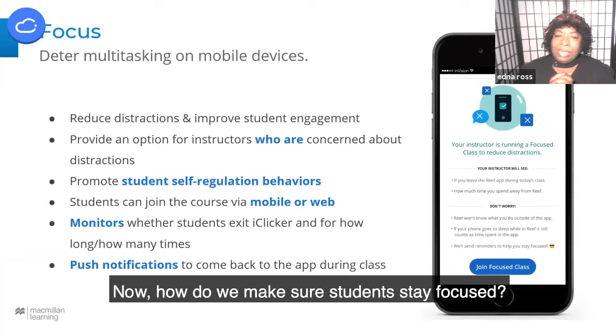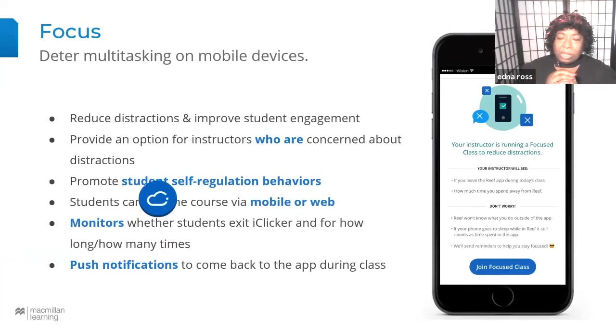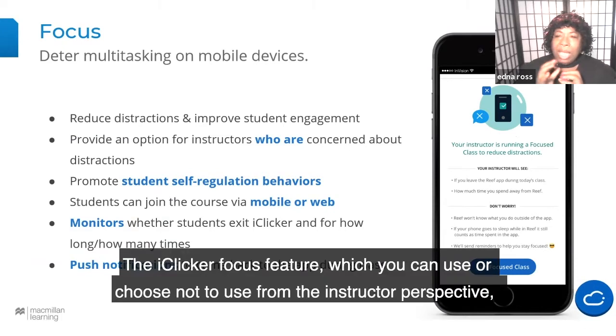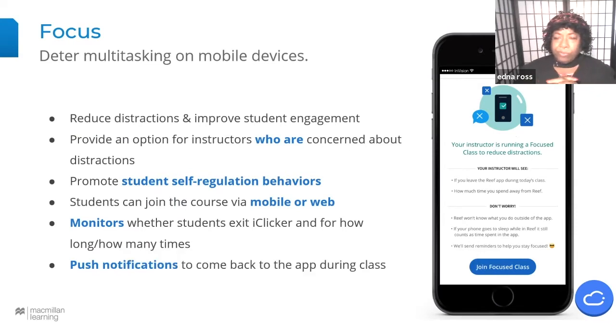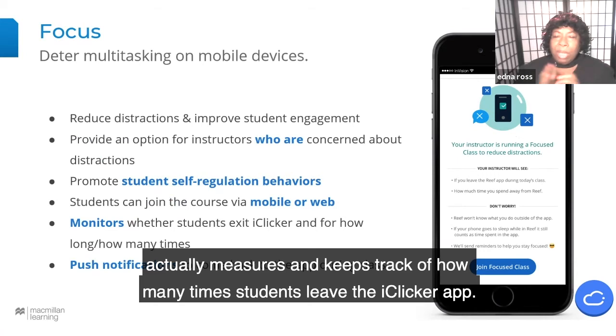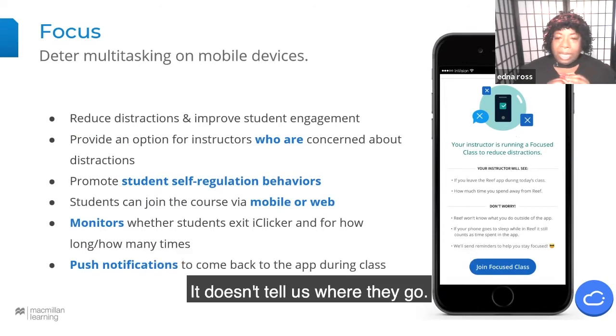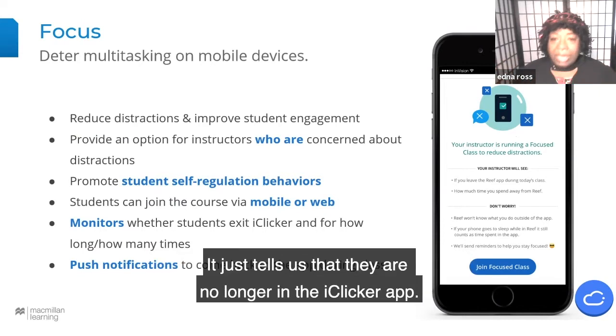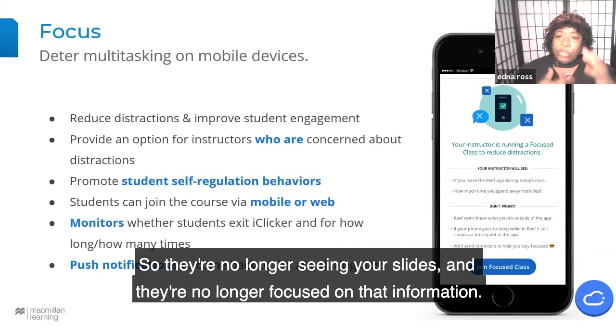Now, how do we make sure students stay focused? The iClicker focus feature, which you can use or choose not to use from the instructor perspective, actually measures and keeps track of how many times students leave the iClicker app. It doesn't tell us where they go. It just tells us that they are no longer in the iClicker app, so they're no longer seeing your slides and they're no longer focused on that information.